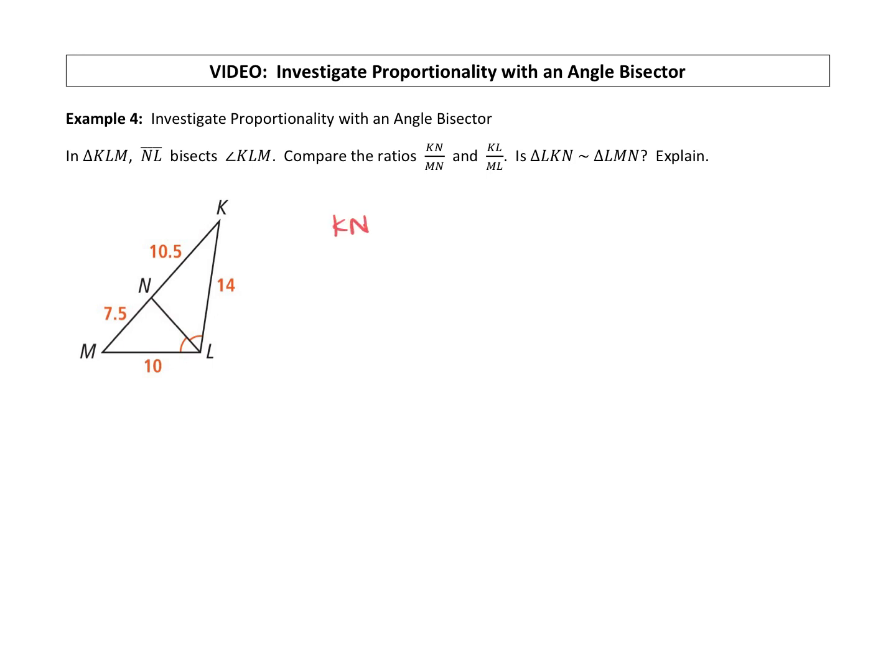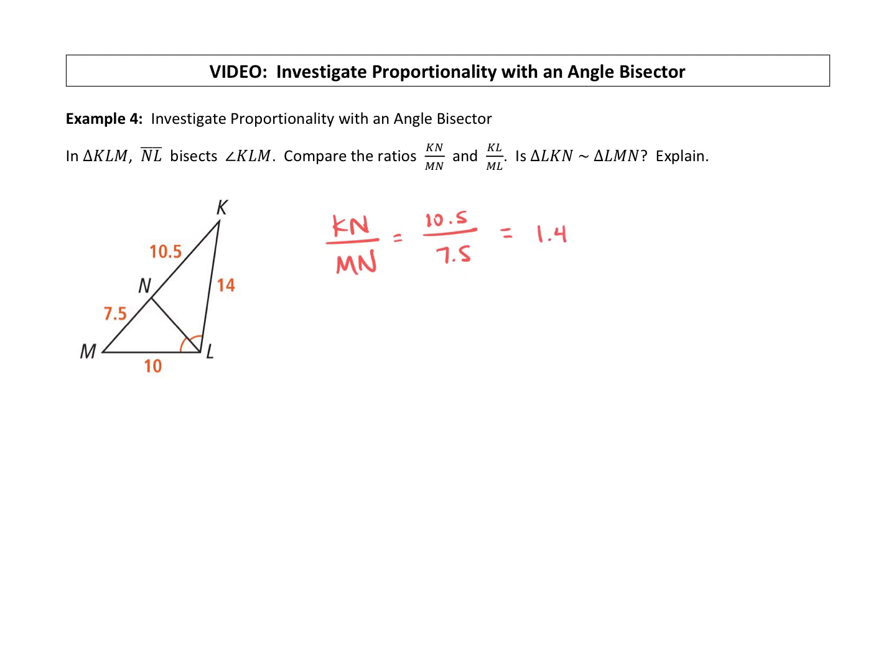So KN over MN, that's the first one they want us to look at. In the picture, KN is formed where that angle bisector hits the opposite side, and MN is the other part of that side. So this KM got split by an angle bisector. KN is 10.5, MN is 7.5, and if we divide that out, we get 1.4.